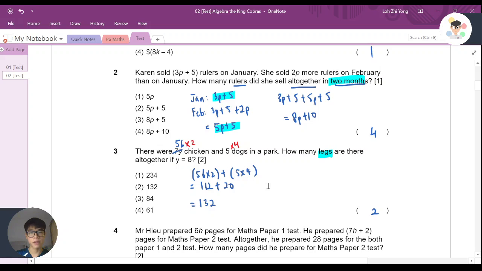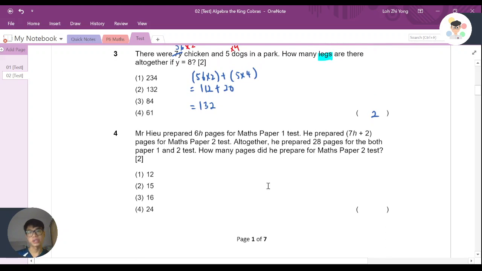Now, question number 4, where it's slightly tricky or slightly more difficult than the others. Mr. Hugh prepares 6H pages for paper 1 test. Let me just write here, paper 1 is 6H. Now, paper 2, he prepares 7H plus 2 pages for math paper 2 test. So it's basically 7H plus 2. Now, he prepares 28 pages for both paper 1 and paper 2. So it means that both add up together is 28. So you need to write down first 6H plus 7H plus 2 is equal to 28.